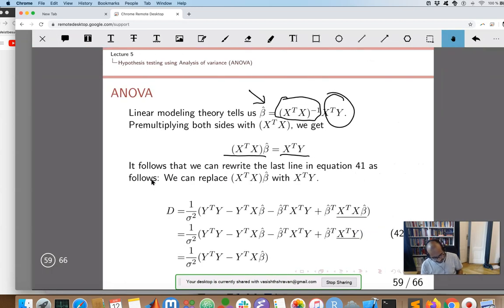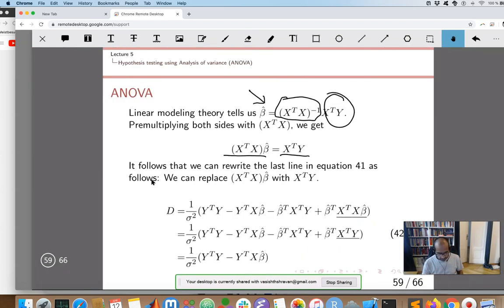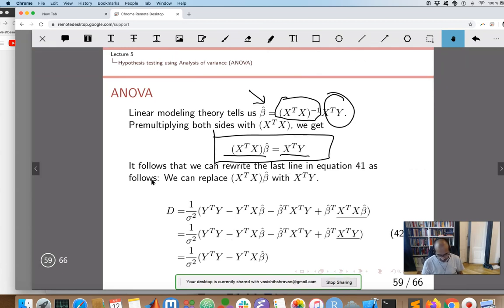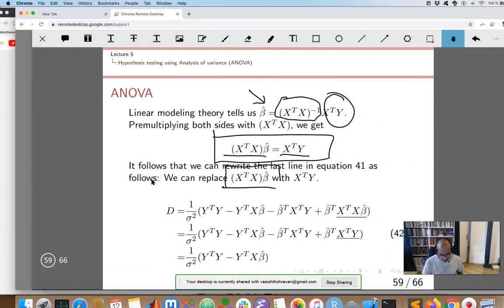Right, so we're going to use the fact that X transpose Y can be written as X transpose X beta hat. Equation 41, that is this one here, is going to be rewritten as follows. We are going to replace this term, X transpose X beta hat, with X transpose Y. So where is X transpose X beta hat?